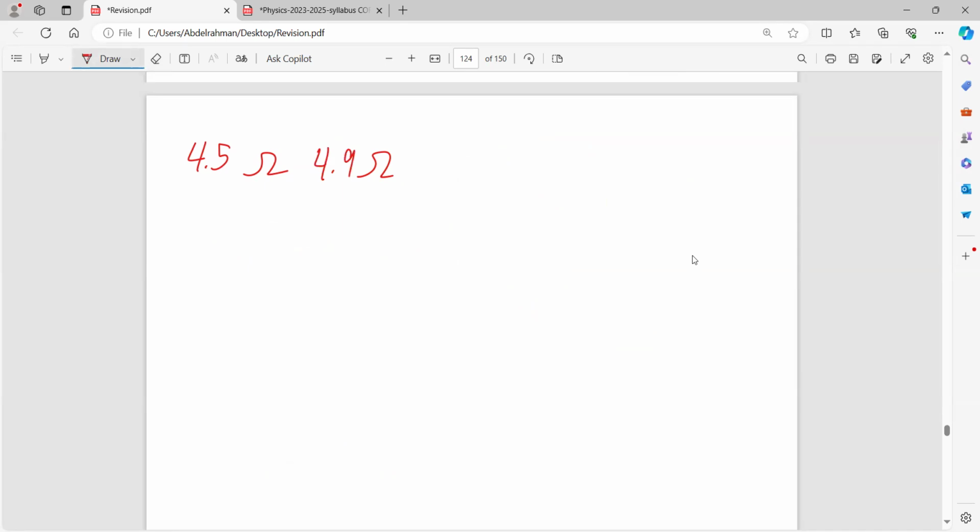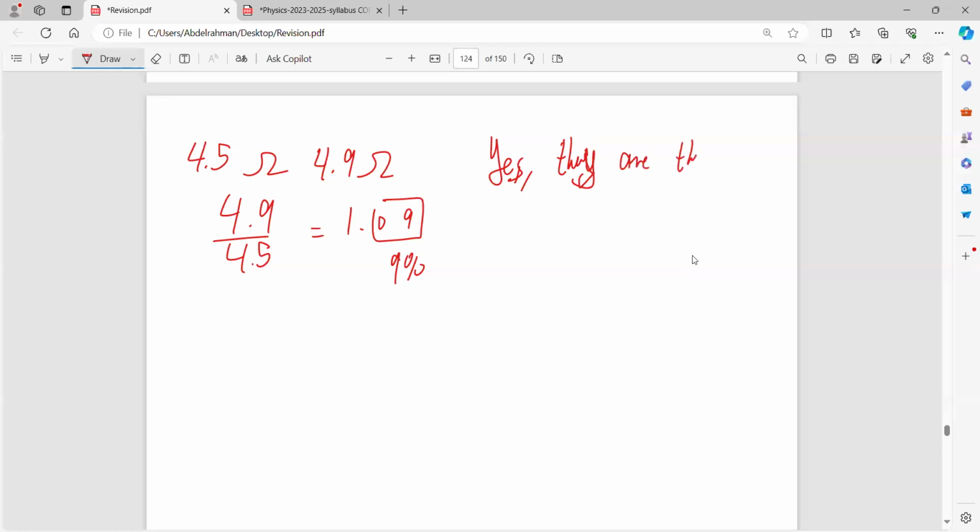They look close. They seem to be close. Only 0.4 ohms difference. Are they the same or not? What should I do? Very simply, 4.9 divided by 4.5 using your calculator would give me a reading of 1.09. That is 9%, and 9% is acceptable. So are they the same number? Yes, they are the same number.